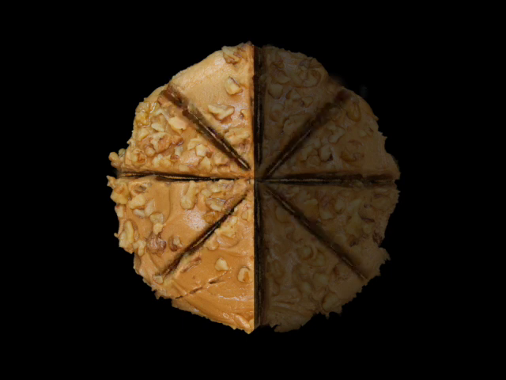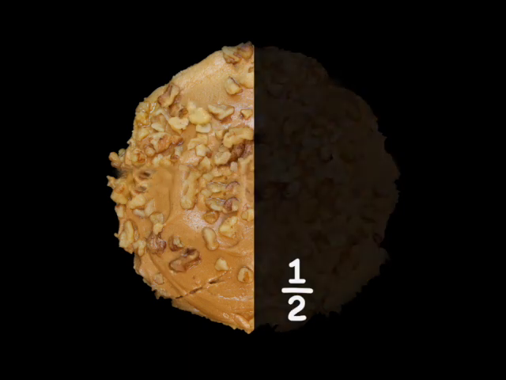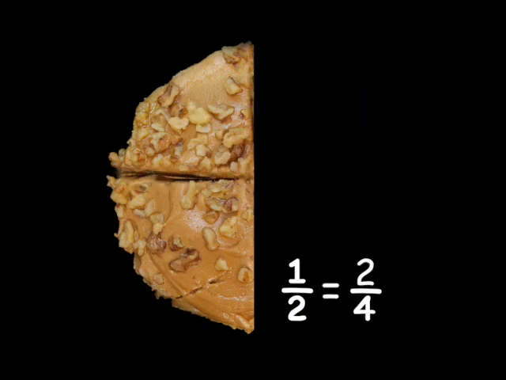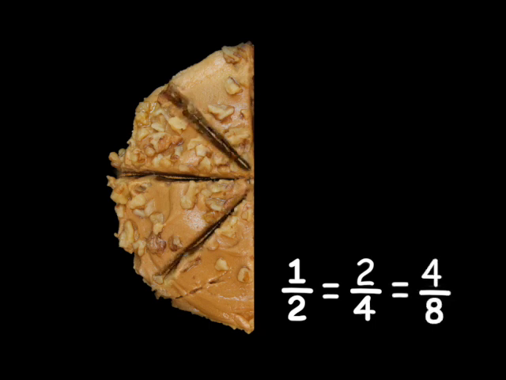Similarly, 4/8 of the cake, 4 pieces chosen from 8, is still the same amount of cake. So half, 2/4, and 4/8 all show the same amount. The number at the bottom of each fraction is twice the number at the top in each case.